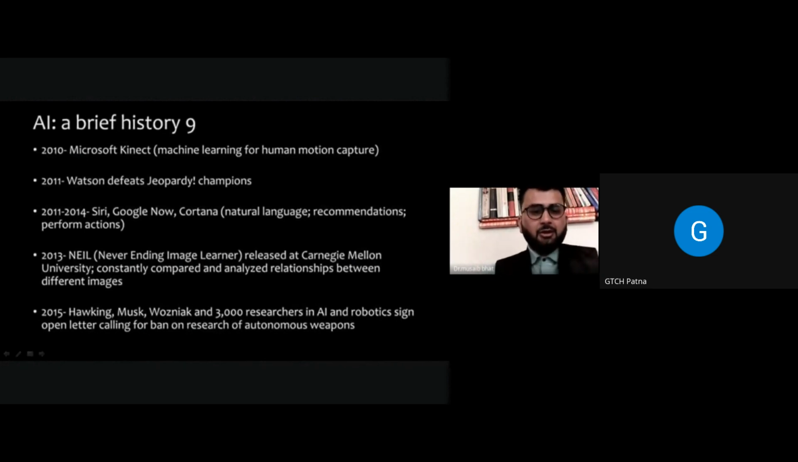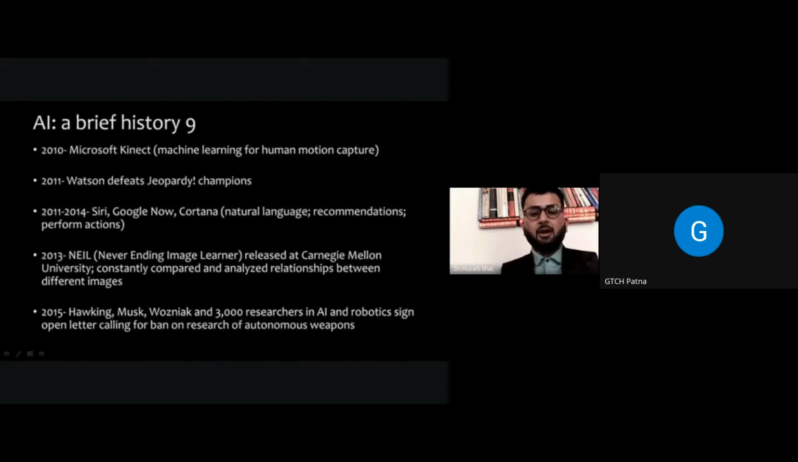Then in 2013, NEIL, the Never Ending Image Learner, was released at Carnegie Mellon University. It consistently compared and analyzed relationships between different images. So this was visual perception that AI was able to decipher.